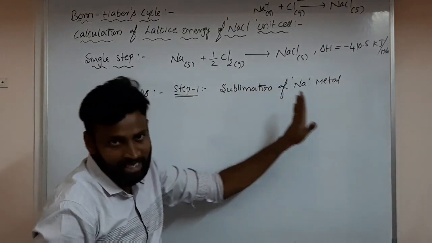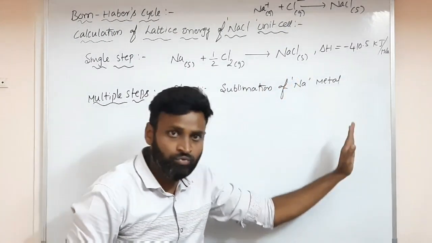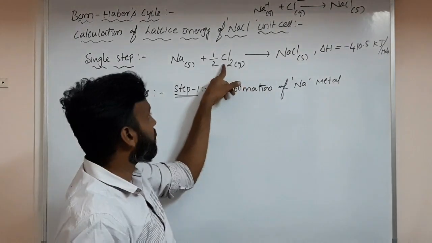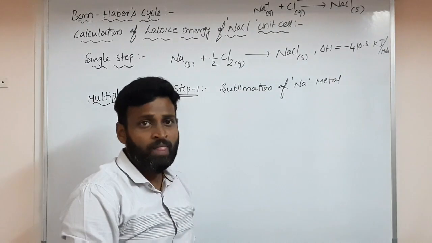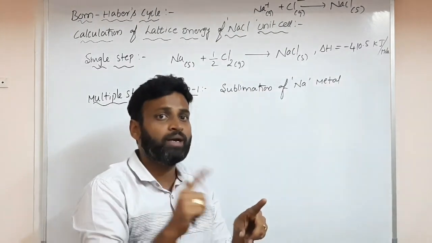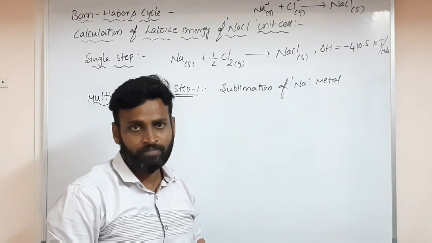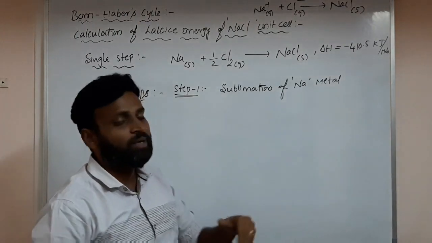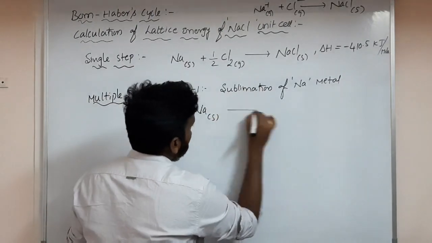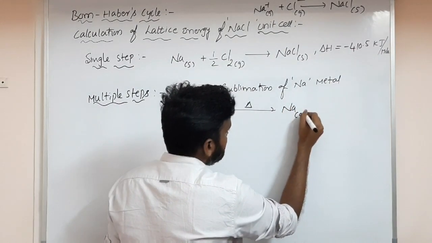Multiple steps means sodium gas must form, and from that you have to remove an electron, then Na plus has to form. Like that, chlorine is there. Cl2 cannot gain an electron. A Cl atom must form, and Cl has to gain an electron, the fourth step. And in the fifth step, Na plus will combine with Cl minus. So how many steps are required? 5 steps. What is the first step? Sublimation of sodium metal. Sodium solid, and sublimation means heating is required, and you will have sodium gas.